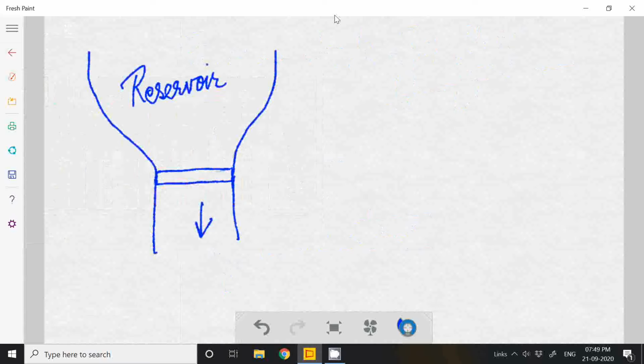Generally, a reservoir is a large area where the water is stored.